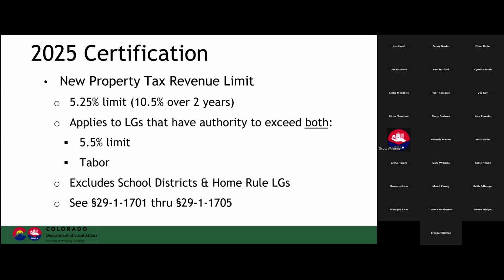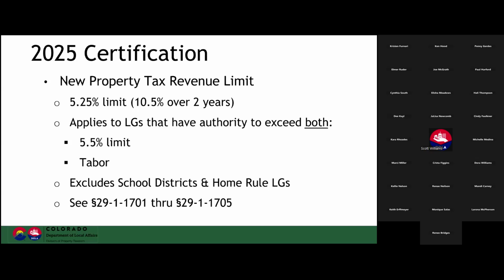So the 2025 certification. This year, we are going to have a new portion of the certification evaluation that we report to all of our local governments. This is the 5.25% property tax revenue limit. So it's 5.25% annually or 10.5% over 2 years.